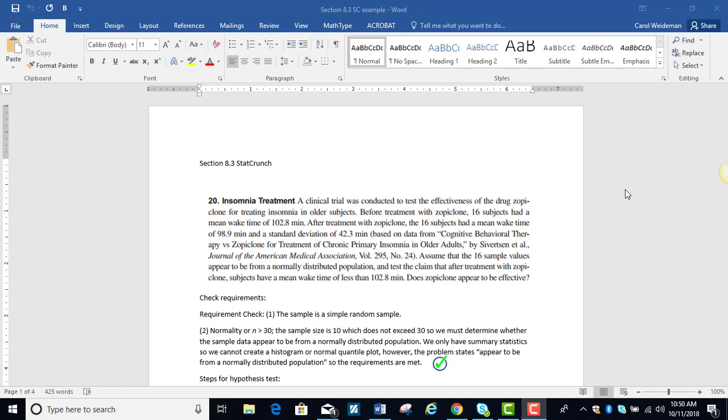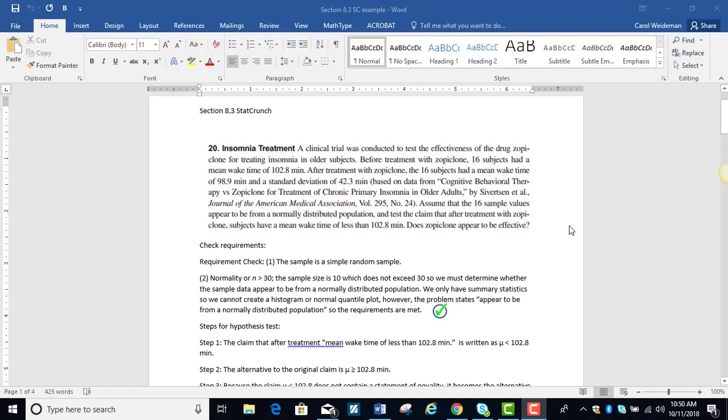in older subjects. Before the treatment with the drug, 16 subjects had a mean wake time of 102.8 minutes. After treatment with the drug, the 16 subjects had a mean wake time of 98.9 minutes and a standard deviation of 42.3 minutes. Assume that 16 sample values appear to be from a normally distributed population and test the claim that after treatment with the drug, subjects have a mean wake time of less than 102.8 minutes. Does the drug appear to be effective?